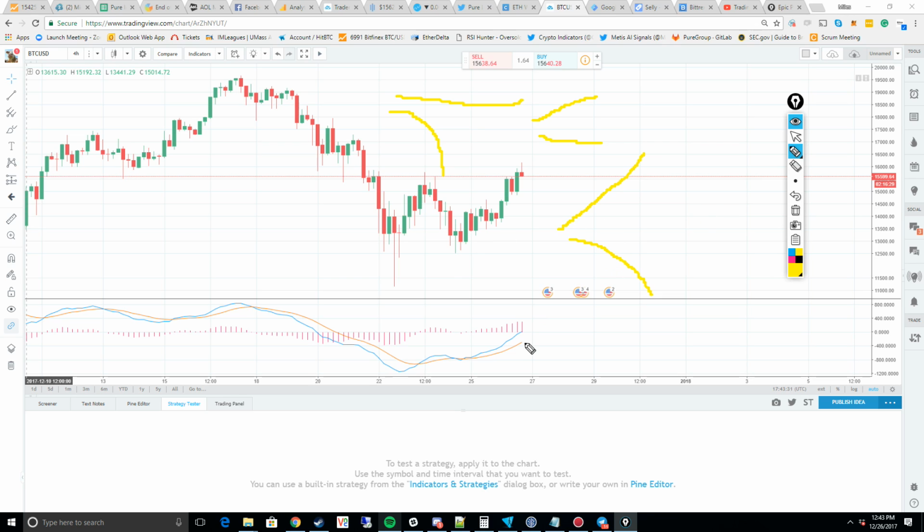It doesn't matter which direction it's facing. If these two lines are moving away from each other, that means whatever direction the price is moving in is going to be more volatile. And by more volatile, I mean it's going to move significantly faster in that direction. This could mean it moves up super fast or it moves down super fast.